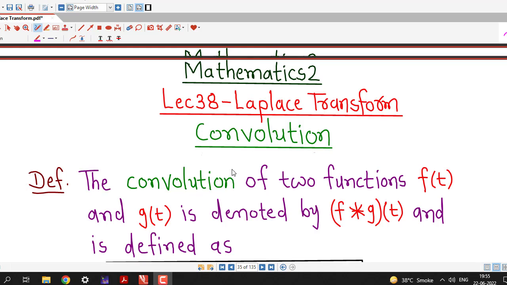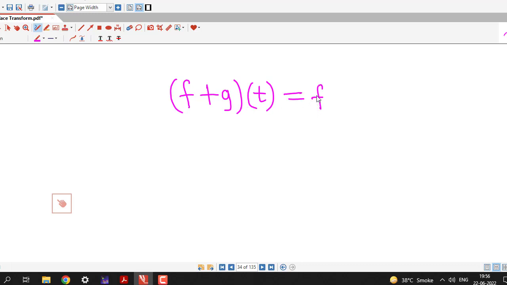So first we understand the definition of convolution. Convolution is an operation between two functions. For example, we are familiar with the operation of addition for two functions. Suppose I want to add two functions f and g, then it is defined as f plus g of t equal to f of t plus g of t. So here addition is an operation between two functions f and g.